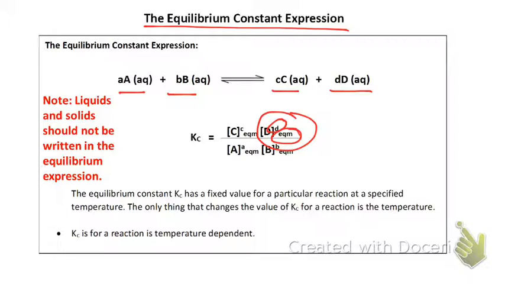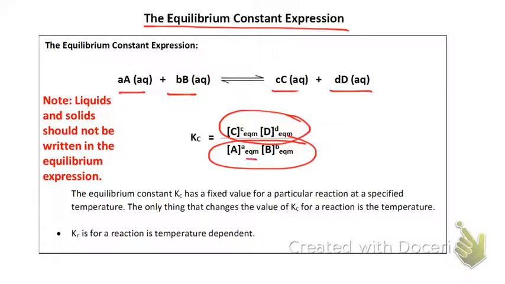Remember, brackets mean that the concentration is in molarity, and those concentrations are going to be at EQM, equilibrium concentrations. Okay, so again, we're going to take our product concentrations raised to the coefficient powers and divide that by the concentrations of our reactants, and they're going to be raised to their coefficients as powers. And again, they're at equilibrium concentrations too.